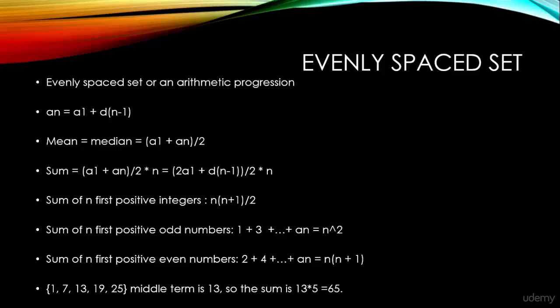If the evenly spaced set contains odd number of elements, the mean is the middle term, so the sum is middle term multiplied by the number of terms. There are 5 terms in the set 1, 7, 13, 19, 25. Middle term is 13, so the sum is 13 into 5 is equal to 65.